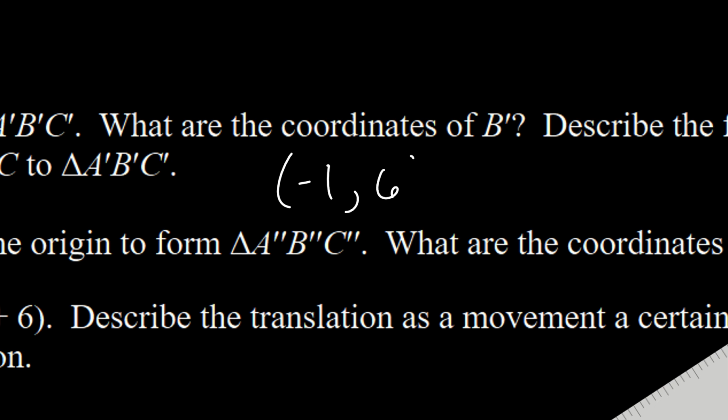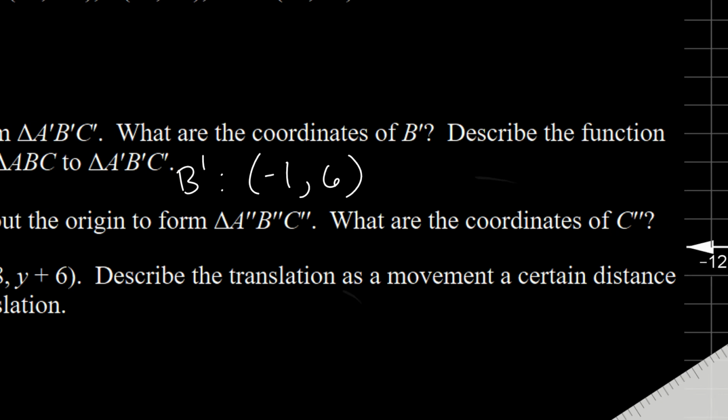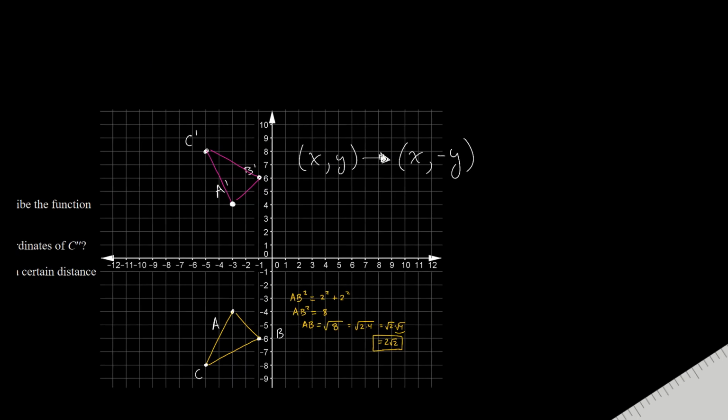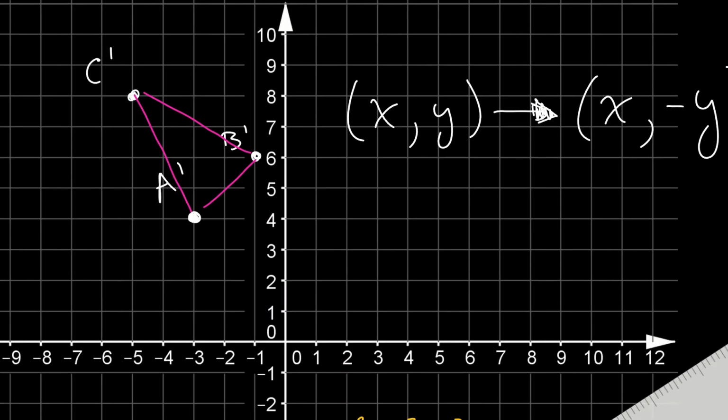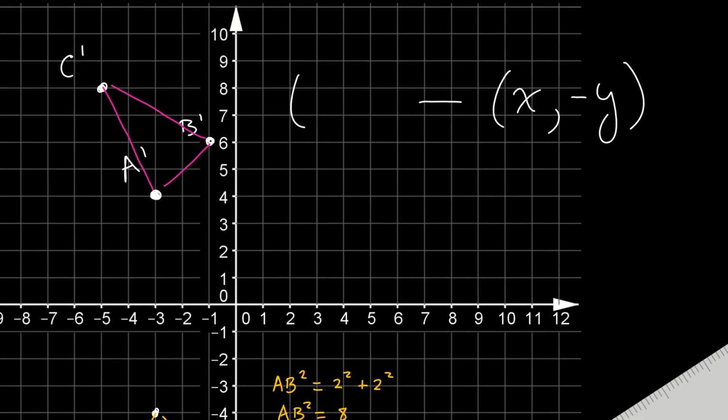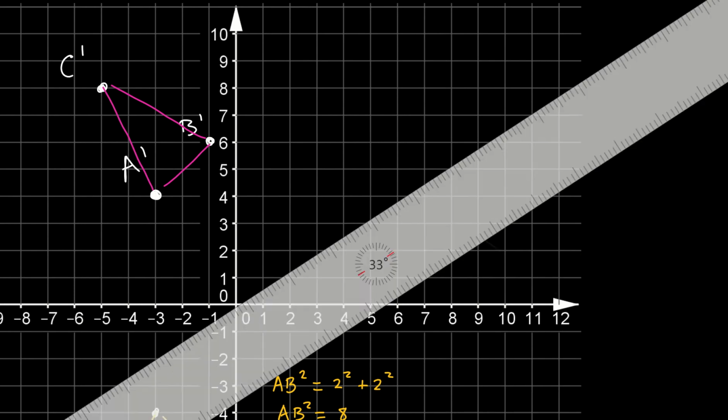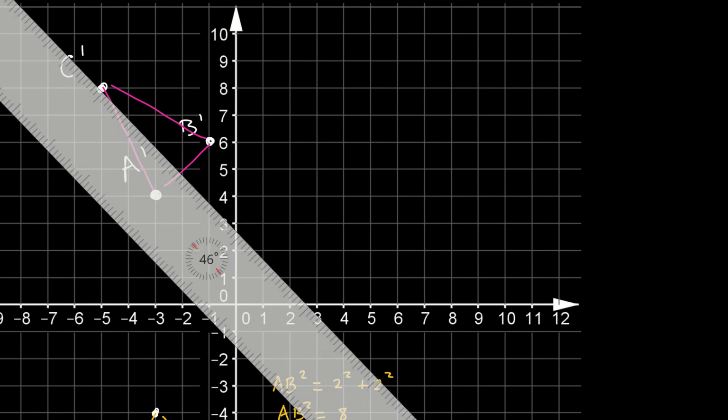-1, +6 is the coordinates of B prime. Okay, so now it did say take this triangle, the prime one, and rotate it 90 degrees about the origin. So one of the things I love about the 90-degree rotation about the origin is what happens with slopes. And I've talked to a few of you about this recently in class.